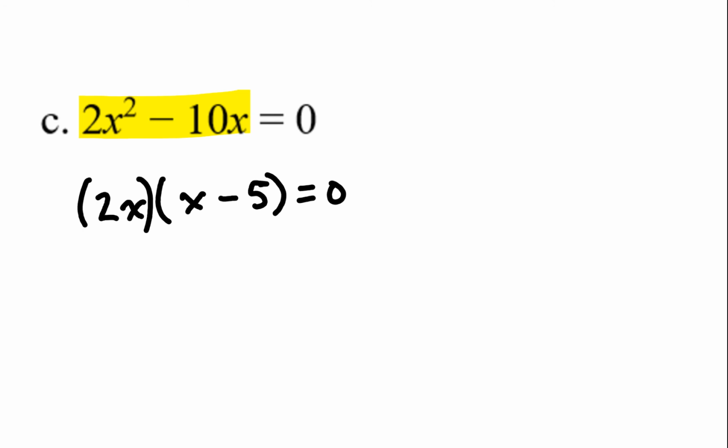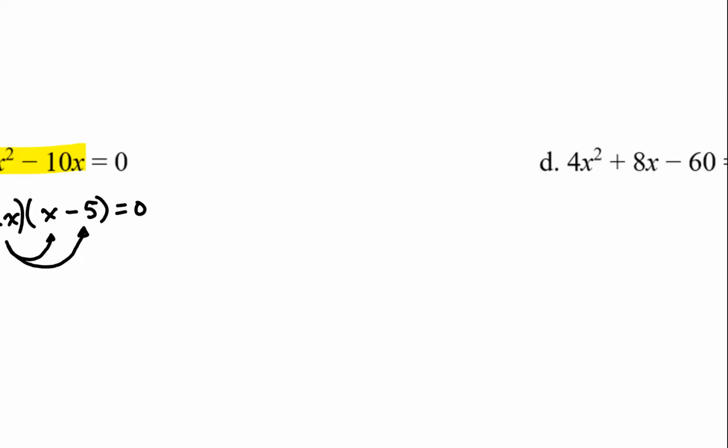I'm still going to use the zero product property, right? There's two things that I'm going to set equal to 0. I'm going to set 2x equal to 0. I'm going to set x minus 5 equal to 0. But just to check my factoring here, when I multiply 2x times x, I do get 2x squared. And when I multiply 2x times negative 5, I definitely get negative 10x.